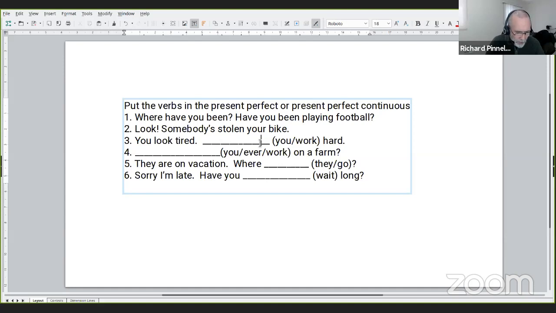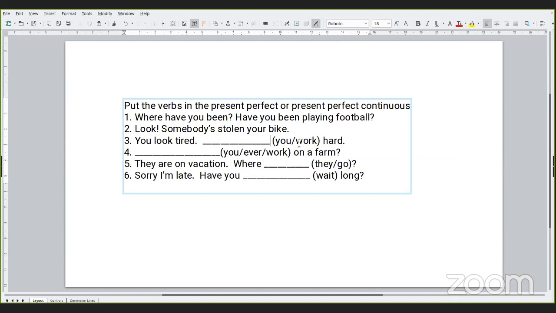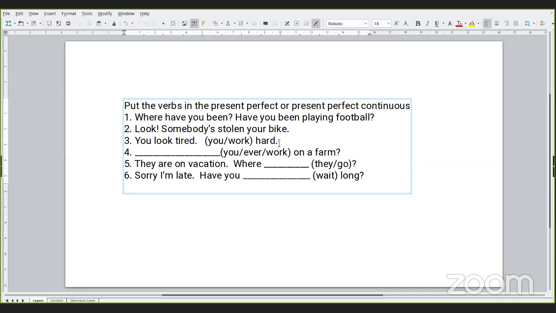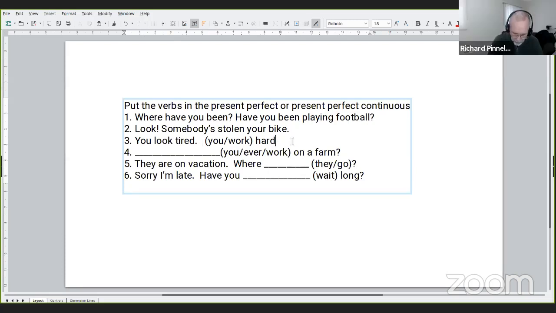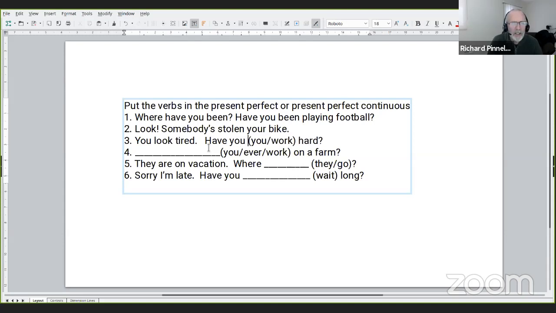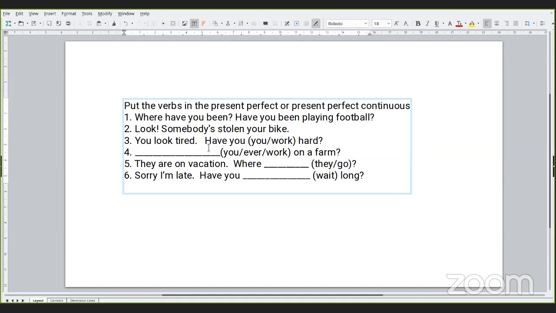Number three. You look tired. So you've got to put them either in the present perfect or the present perfect continuous. You have been working hard. It's a question. Sorry, maybe I should put a question there. It was the right answer, but you just need to change the order. You look tired. Have you worked hard? No, actually, we're talking here about the activity. We're asking about the activity.